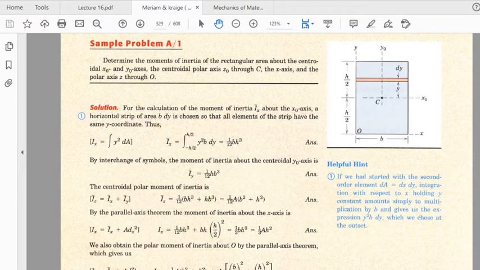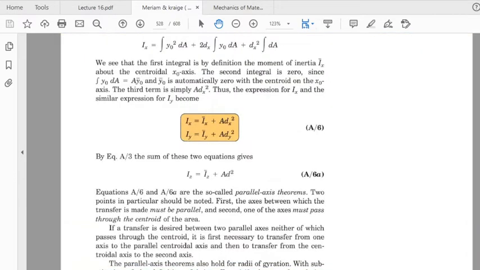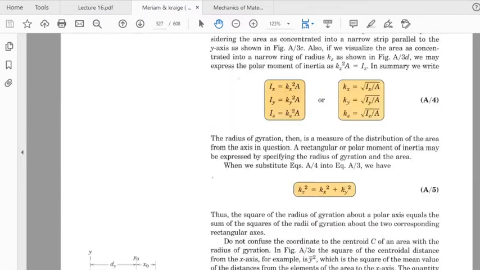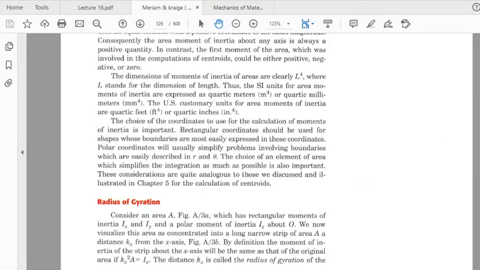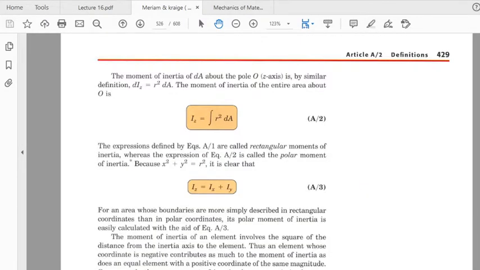We were talking about second moment of area in the previous lecture. At the end of the previous lecture, it was not yet complete, so we can briefly go through the second moment of area, and then we can solve one example on this.